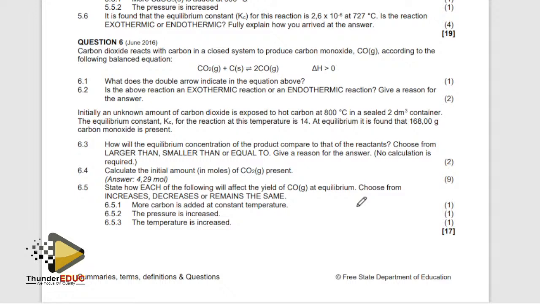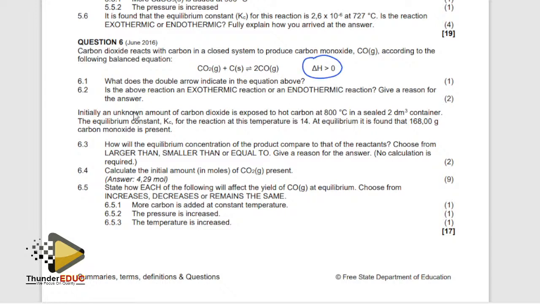Question 6. They are asking, what does the double arrow indicate? Okay, the double arrow indicates that it's a reversible reaction. Then they are asking, is the above reaction endothermic or exothermic? You have to look at the enthalpy change here. If it is greater than 0, then it means that it is endothermic. If it is less than 0, it means that it is exothermic. So in this case, it's greater than 0, therefore it is endothermic.